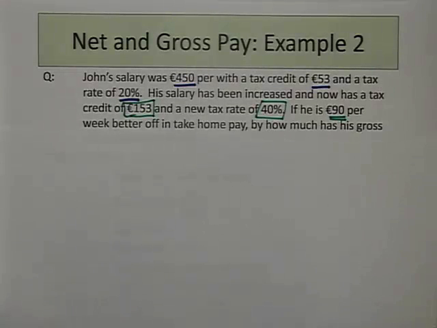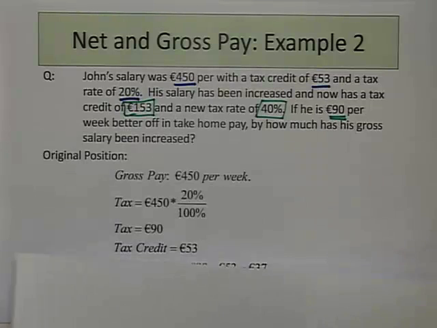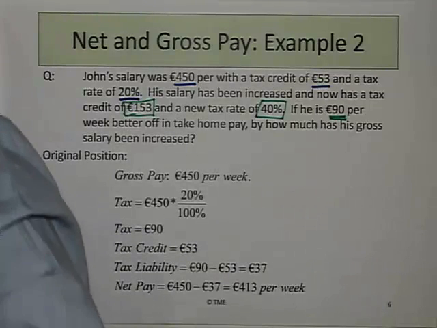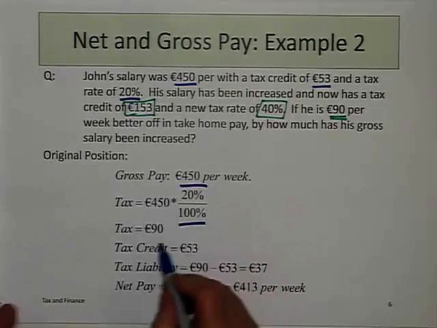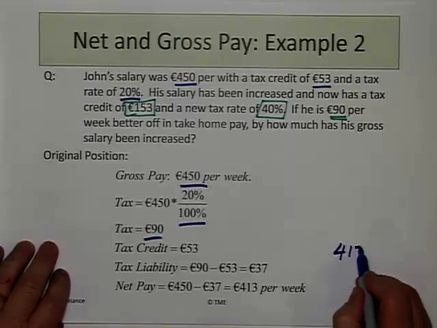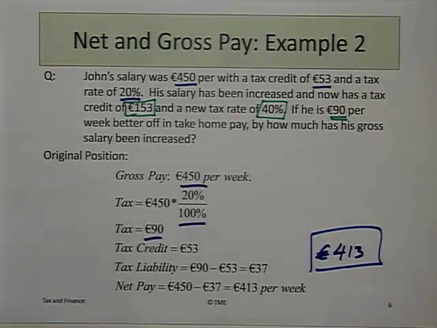So let's look at what we do know. Well, we know that his old gross salary, we could work out all those things. We could work out the original, etc. So the original position is exactly as before. The original position is that he had 450 a week, 20%, 90, etc. The same 413 as before. So nothing changes on that.